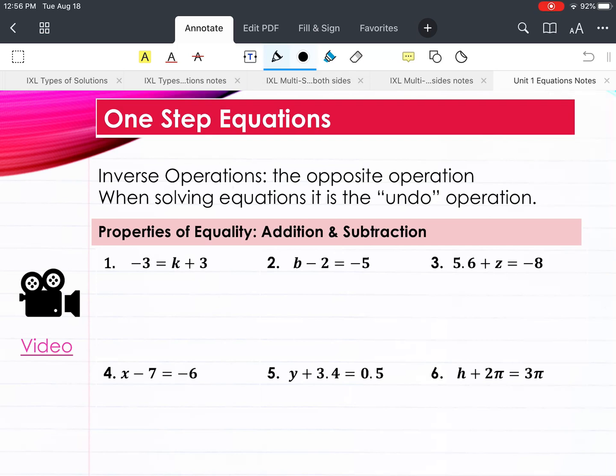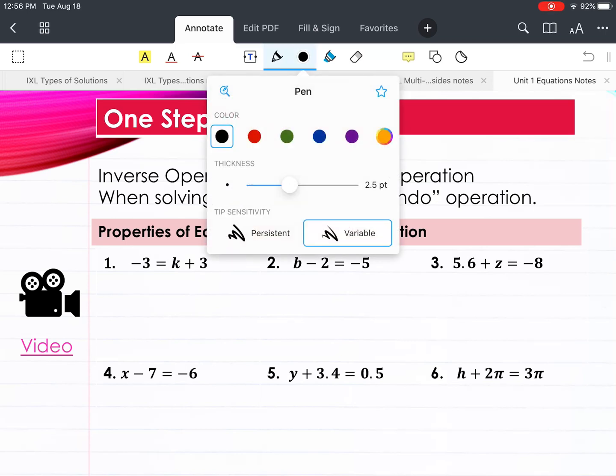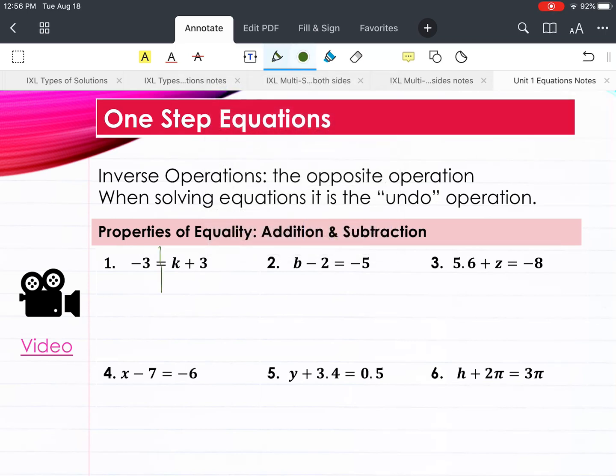In number 1, I have negative 3 equals k plus 3. Now, I'm solving for k, and what's attached to k? Well, everything on the right-hand side. So attached to k, I have plus 3. Well, how do I undo plus 3? Or add 3, I subtract 3.